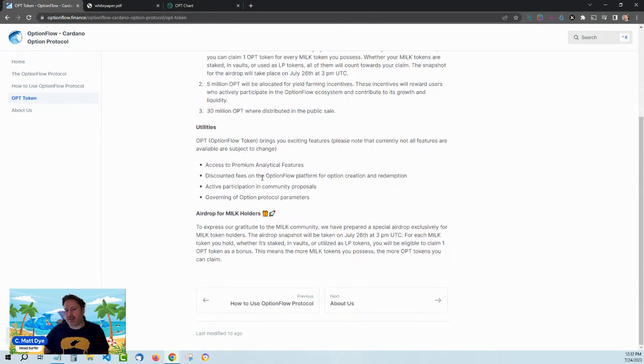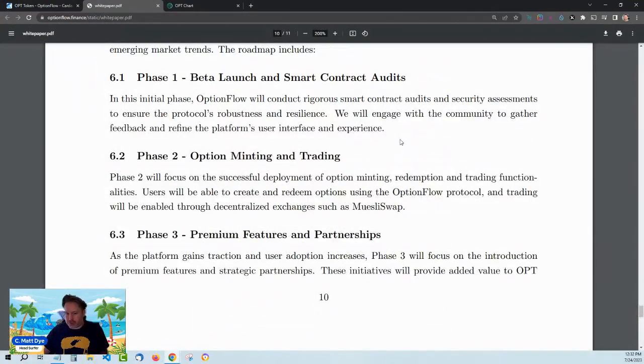Utilities. You're going to be able to access premium analytical features. You're going to have discounted fees on the OptionFlow platform for option creation and redemption, active participation in community proposals, and governance of option protocol parameters. This also talks about the airdrop that I just talked about. I said it in less words, so yay me. But that is basically it. That's the utilities. That's what you get. The white paper goes over a little bit more in depth. Phase 1 is going to be a beta launch and smart contract audits. That's interesting.